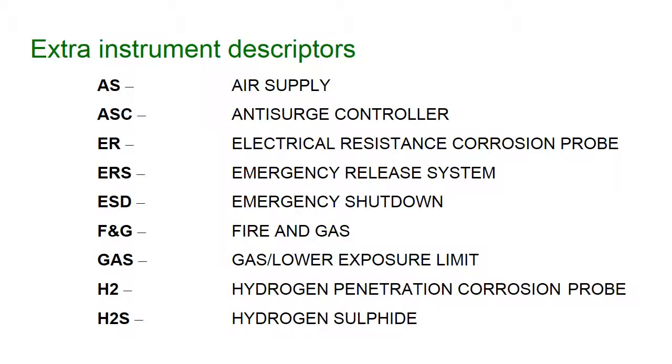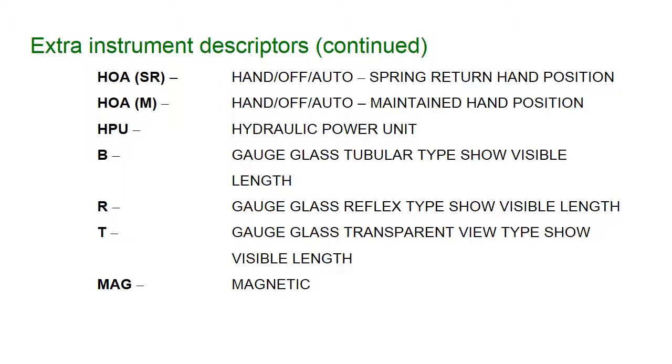Air supply, ASC anti-surge controller, ER electrical resistance corrosion probe, ERS emergency release system, ESD emergency shutdown, FMG fire and gas or lower exposure limit, H2 hydrogen penetration corrosion probe, H2S hydrogen sulfide, HOA SR hand off auto spring return hand position, HOA M hand off auto maintain hand position.